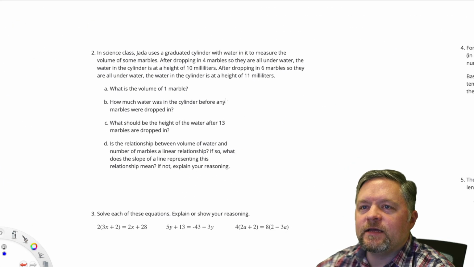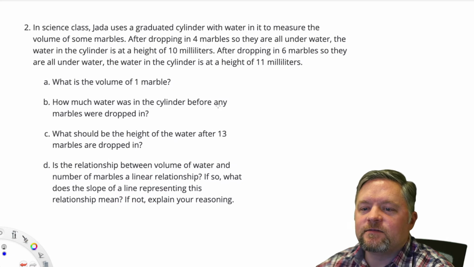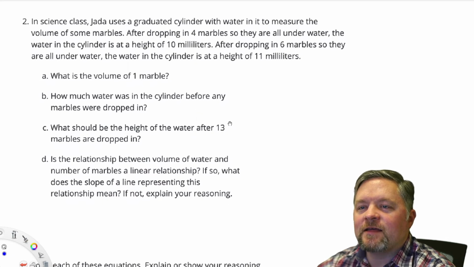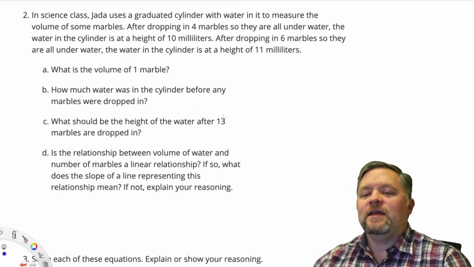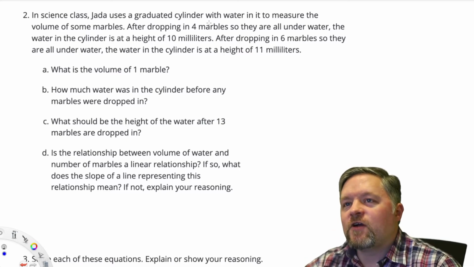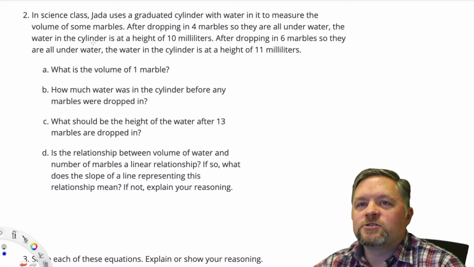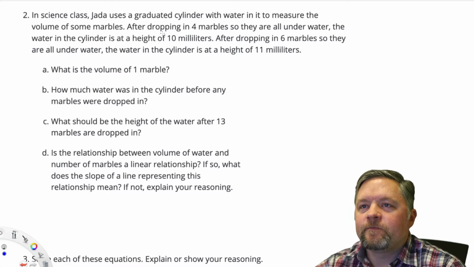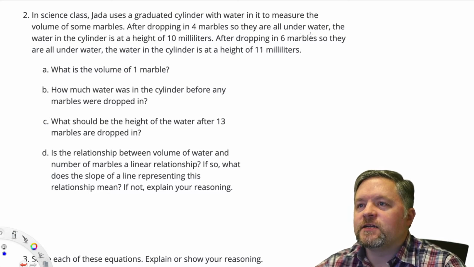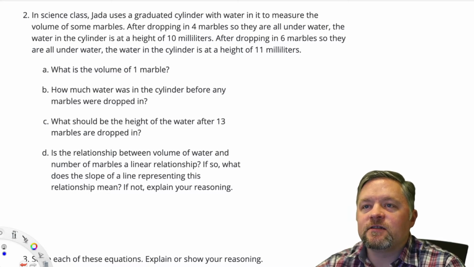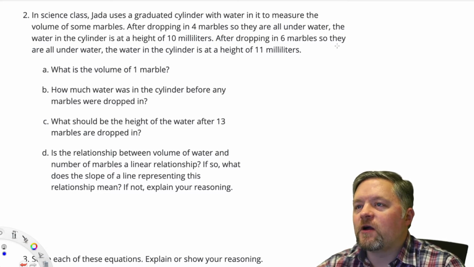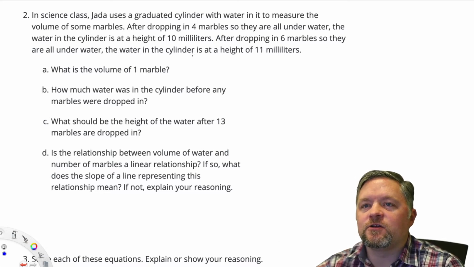What is next? Ooh, science class. It's like applied math class. In science class, Jada uses a graduated cylinder with water in it to measure the volume of some marbles. After dropping 4 marbles in, so they're all underwater, the water in the cylinder is at a height of 10 millimeters. After dropping 6 marbles in, the water is at a height of 11 millimeters. So what do I notice?